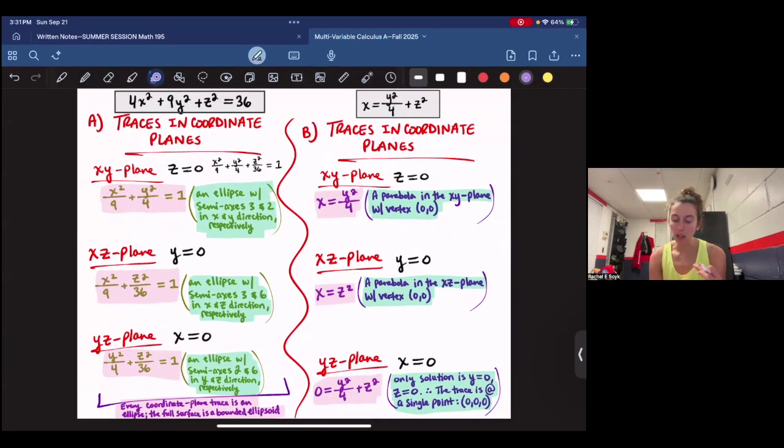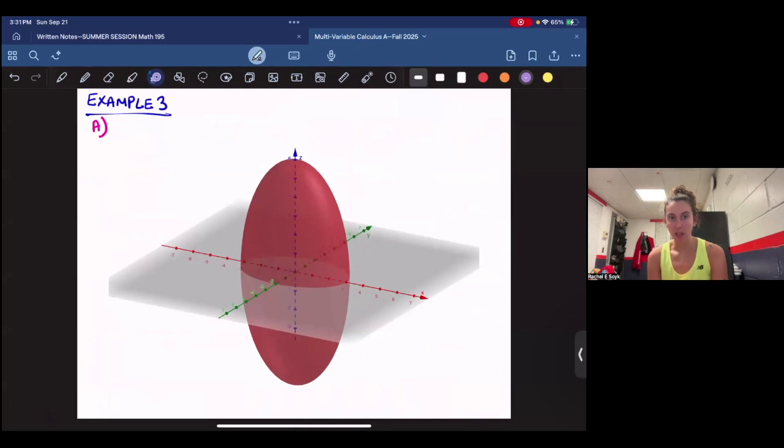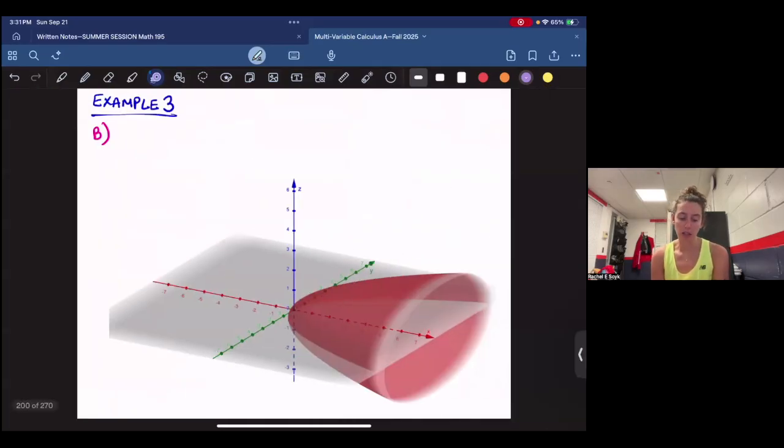So let's look at these examples from a visual standpoint. For A, we have our ellipsoid, which looks like this. I'll show you again the interactiveness in a moment. And then part B, for example 3, is our elliptic paraboloid, which looks like this. Okay, so let me stop recording and then share my laptop screen so you can see it in a bit more detail.